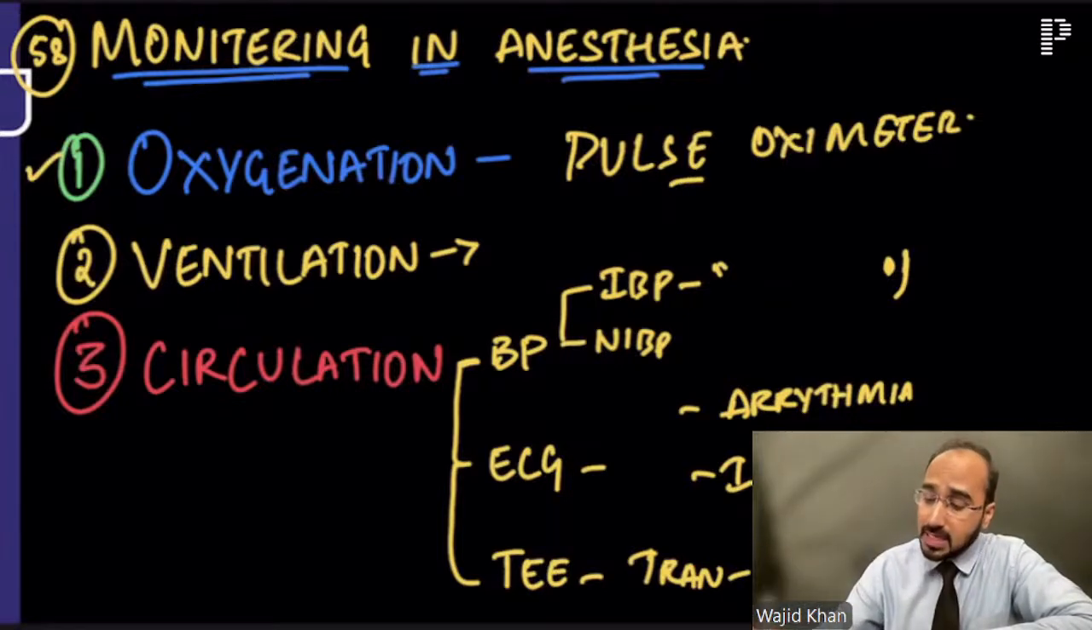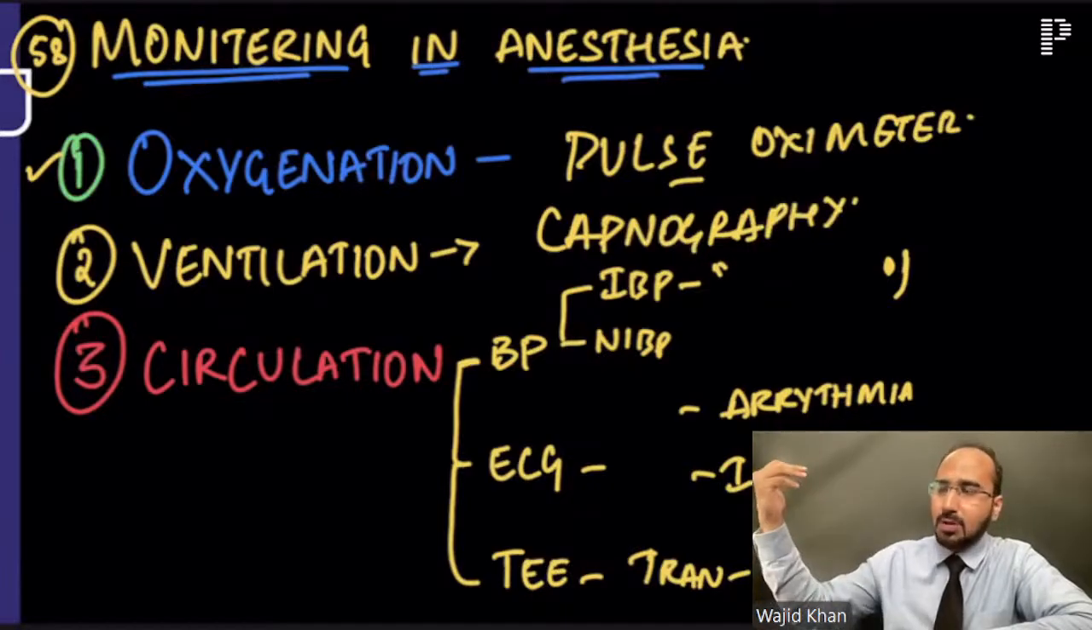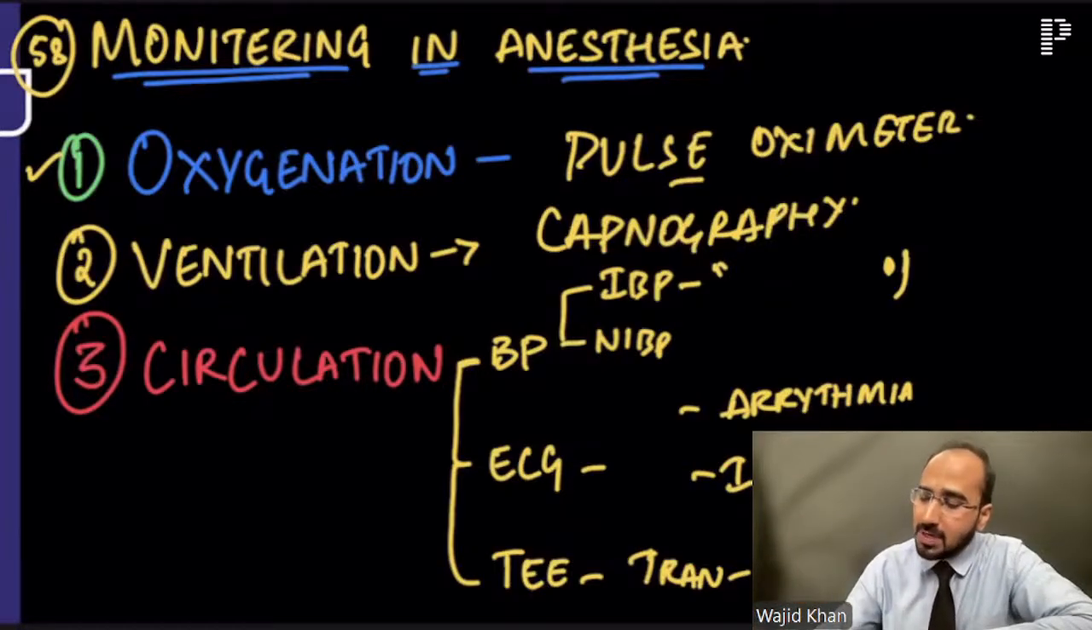Next, ventilation. Ventilation can be monitored by capnography. If the capnograph value is good, then you are adequately ventilating the patient. If it is decreasing, that means you are not ventilating the patient adequately. It is hypoventilation and all. There are different forms of capnograph. Circulation can be monitored by BP. In BP, you have invasive and non-invasive.